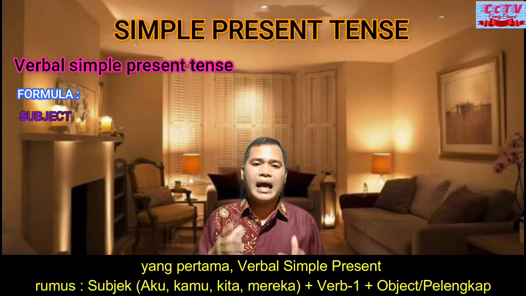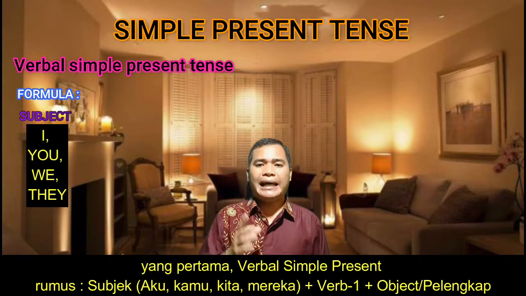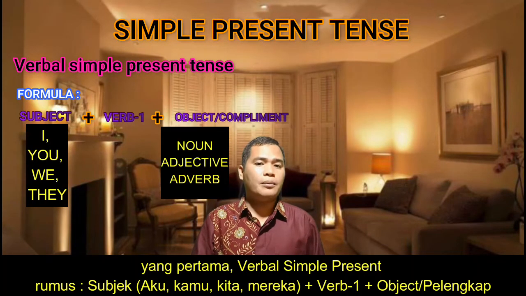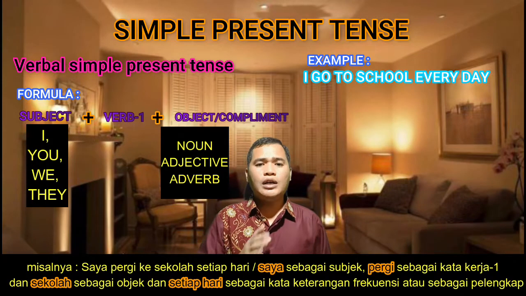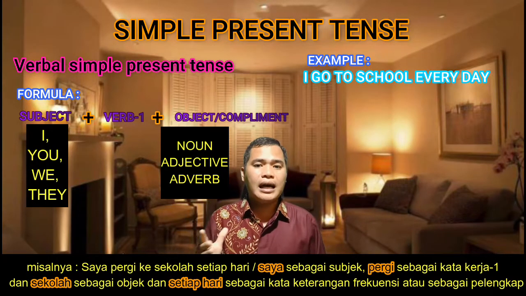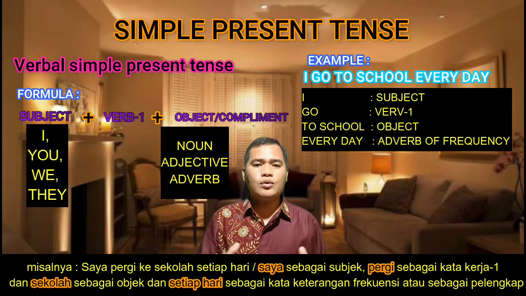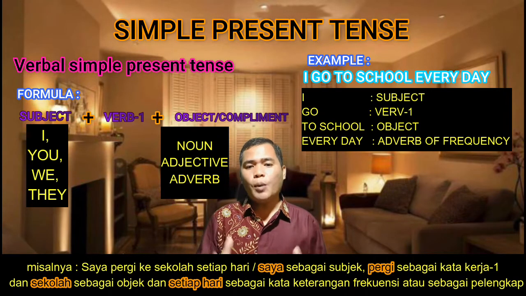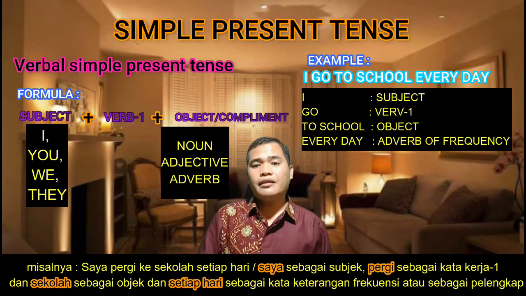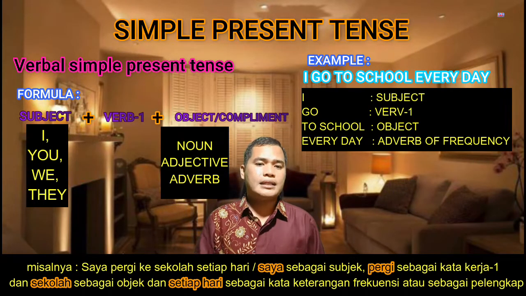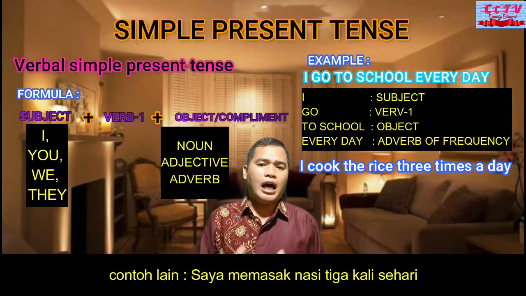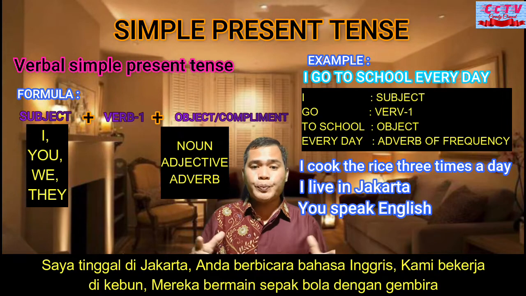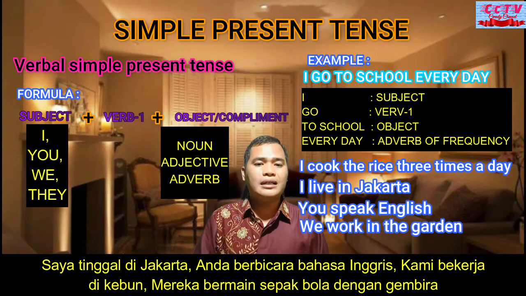Formula: subject I, you, we, they plus verb 1 plus object or complement. For example, I go to school every day. I as a subject, go as a verb 1, school as an object, and every day as an adverb of frequency or as complement. Another example, I cook the rice 3 times a day. I live in Jakarta, you speak English, we work in the garden.